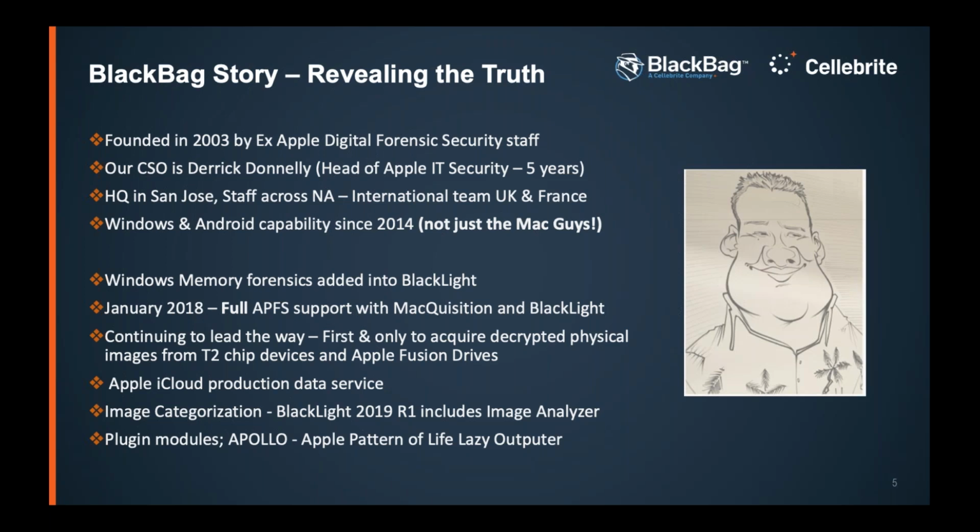Some of the other new things that have come to light since the 2019 R1 release include things like image categorization. Some really clever AI built directly into Blacklight gives you the ability to categorize your images. We have some technology that we've added as plugin modules, and our first one is the Apple Pattern of Life Lazy Outputter. And I'm going to talk a little bit more about that in a moment.